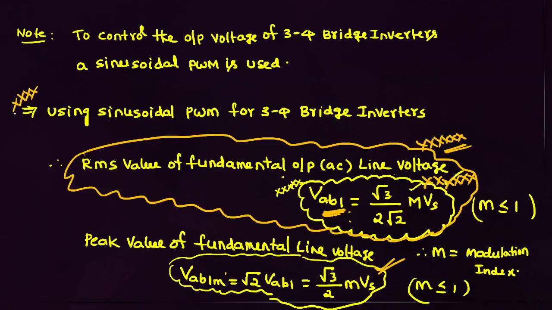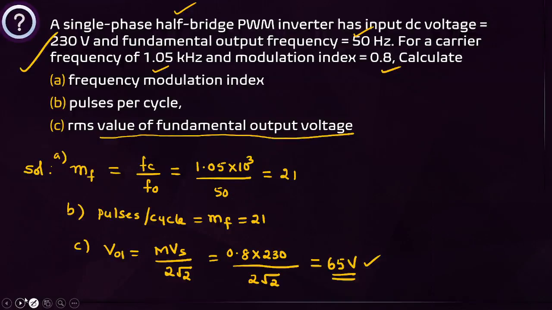If the sinusoidal PWM technique is applied to a 3-phase bridge inverter, the RMS value of the fundamental line voltage formula is root 3 by 2 root 2 into MVS. Once you know the RMS, how do you get the peak value? Multiply by root 2. If you multiply by root 2, the root 2 cancels, giving root 3 by 2 into MVS. This is the RMS value of the fundamental AC line voltage, and this is the peak value of the fundamental line voltage, where M is the modulation index.